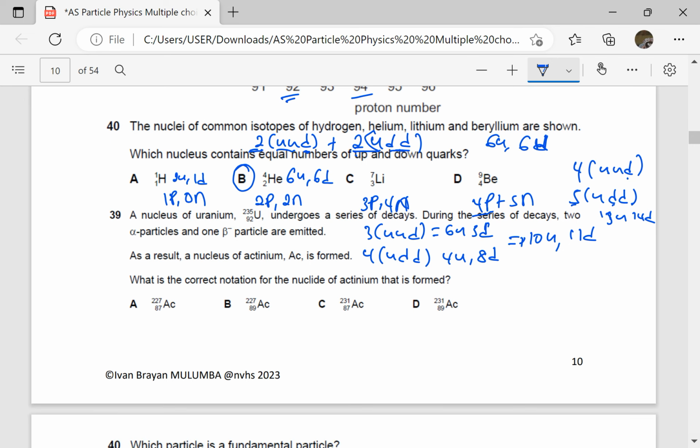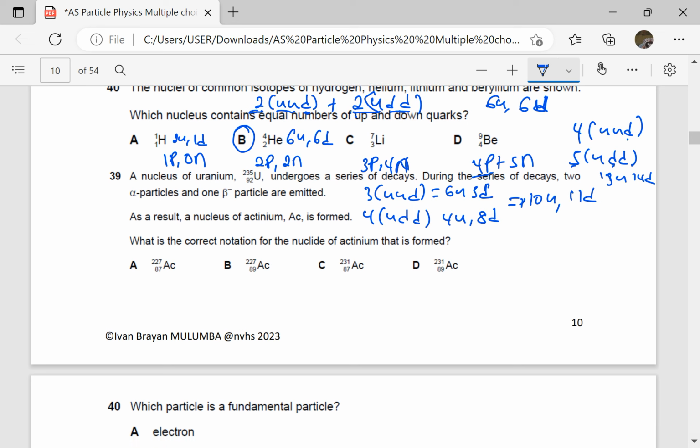A nucleus of uranium-235 undergoes a series of decays. During the series of decays, 2 alpha particles and 1 beta minus particle are emitted. As a result, a nucleus of actinium is formed. What is the correct notation for the nuclide of actinium that is formed? So we just need the proton number and the nucleon number.